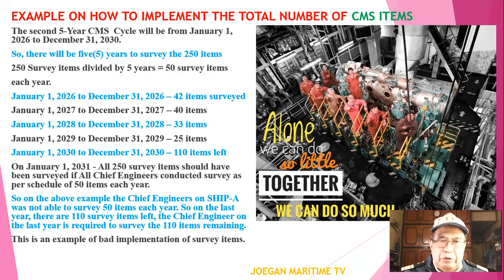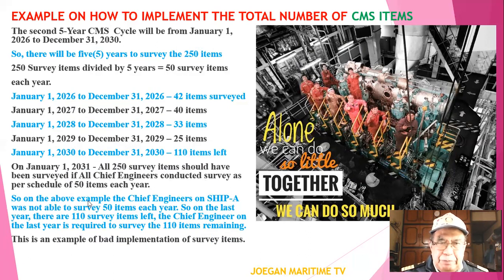So on January 1 to December 31, 2030, 110 items left for survey for the last chief engineer on the second five-year cycle. On January 1, 2031, all items, 250, should have been surveyed if all chief engineers conducted survey as per schedule of 50 items each year.